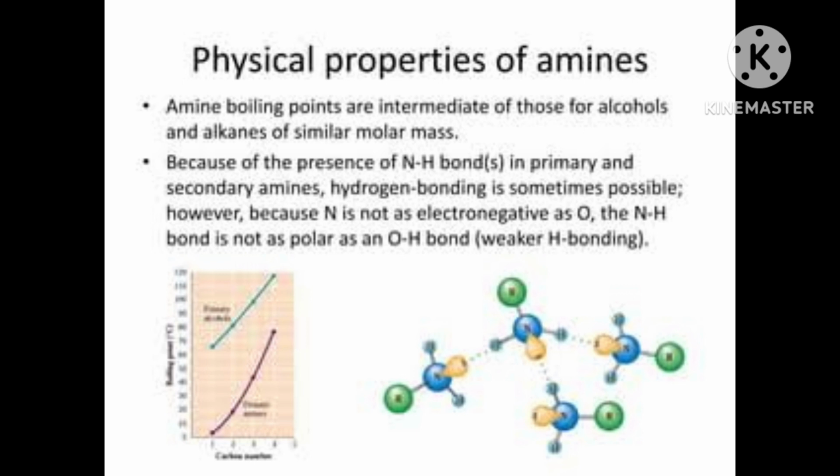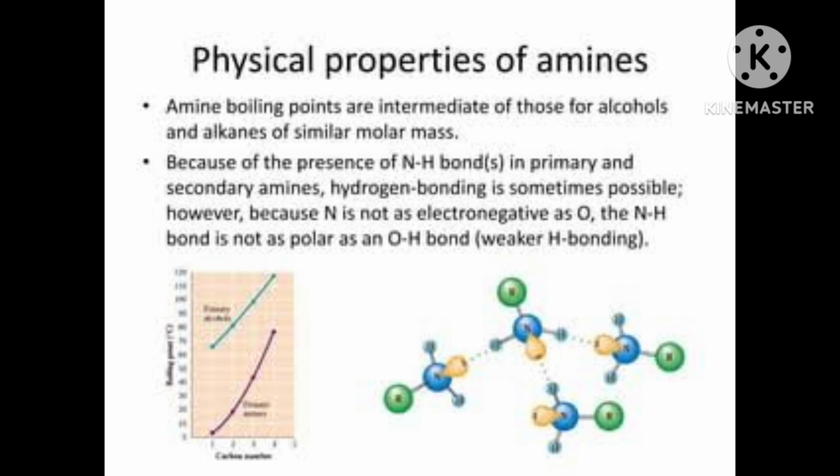Aniline and other aryl amines are usually colorless, but get colored on storage due to atmospheric oxidation.